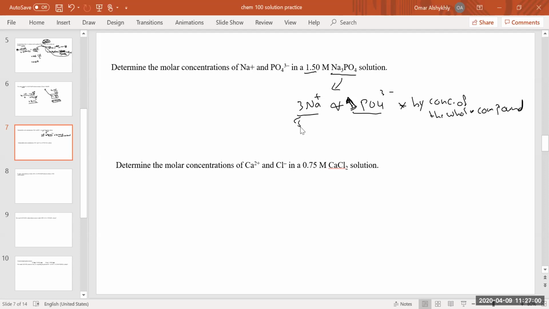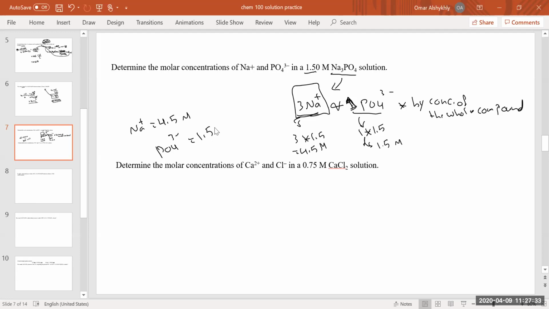So here will be 3 times 1.5, which gives you 4.5 molar. Here will be 1 times 1.5, and that gives you 1.5 molar. So the concentration of sodium ion, Na positive, will be 4.5 molar. PO4 3 negative will be 1.5 molar.